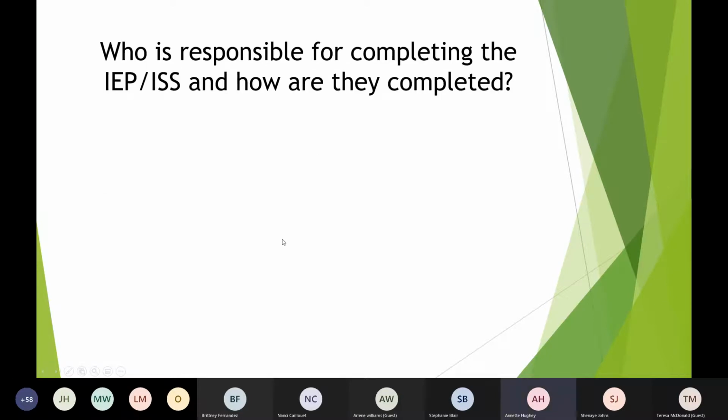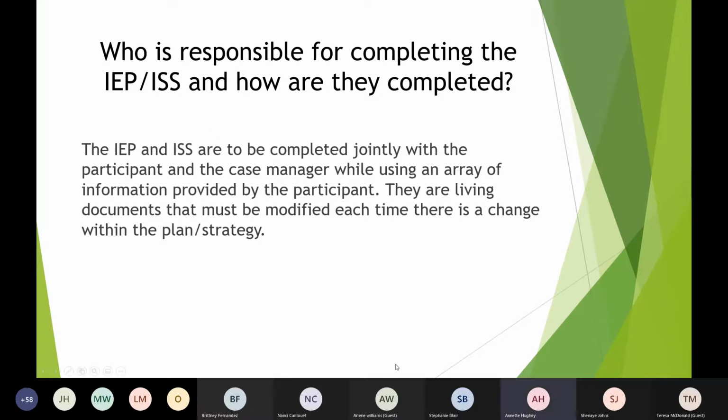Who is responsible for completing these documents? Who's responsible for the IEP? Who's responsible for the ISS? And how is this information going to be completed? Well, it is a joint effort that is taken by the participant and the case manager. The case manager is responsible. The participant is responsible. They're pulling information from other documents, from other sources, and the career planner is asking relevant questions to assist the participant in thinking through whatever has been asked in the different sections of the form.